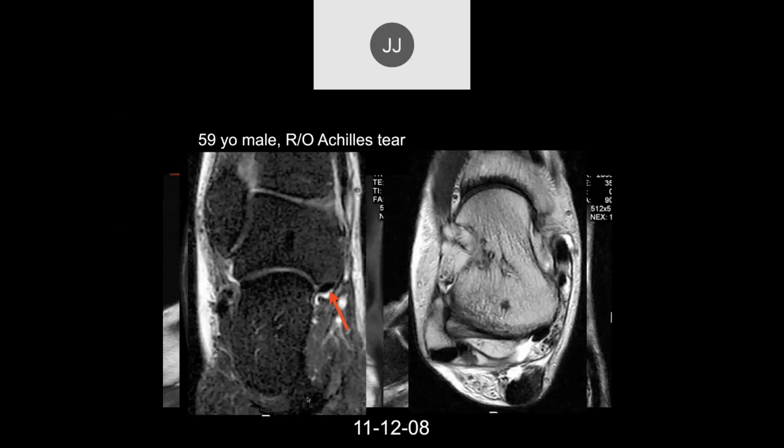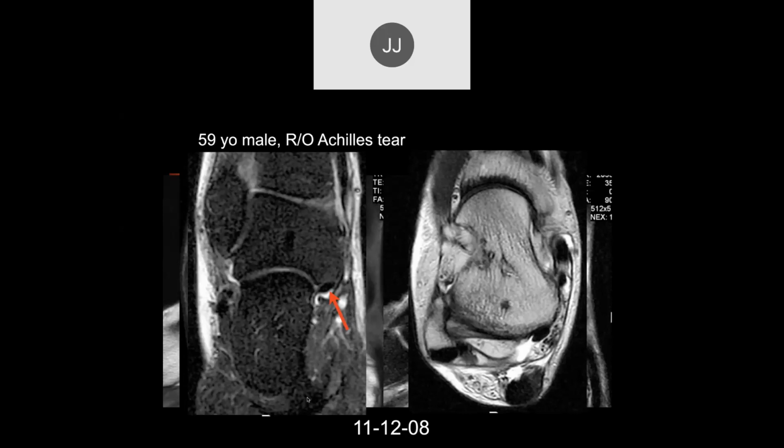This case also, the patient is 59 years old, so probably most orthopedic surgeons would not operate on this. Even the sports medicine folks that try to get these people back to sports wouldn't operate on this.